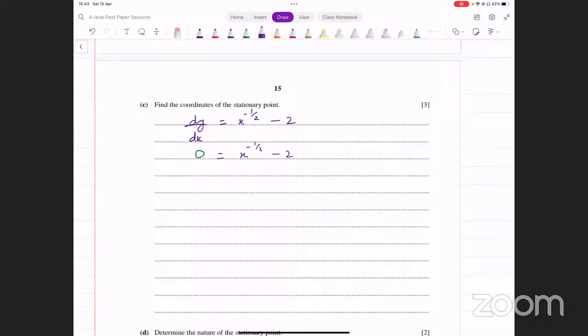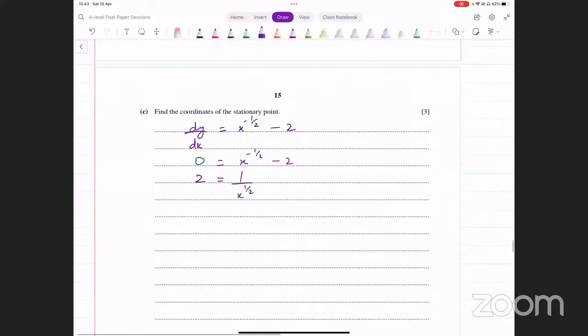Now you can take 2 to the other side if you want, और इस side पे अगर आप इसको नीचे ले जाएं, it becomes 1 over x raised to power 1 over 2. Now this could go to the other side and 2 could come here, and you would get x raised to power 1 over 2 equals 1 over 2. Now we need x raised to power 1 over 2 से x पे जाना है, तो क्या कर सकते हैं, दोनों sides को square कर दें, and that gives you x equal to 1 over 4. This is the value of x that you're getting, but you're looking for coordinates of the stationary point. That means you also need the y coordinate.